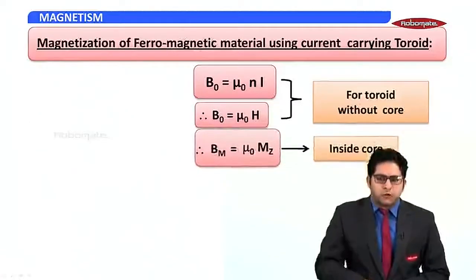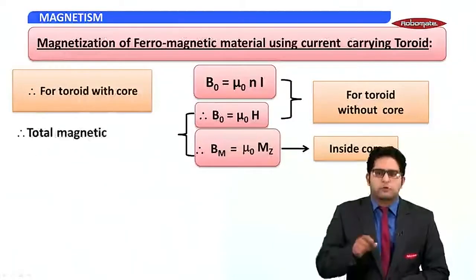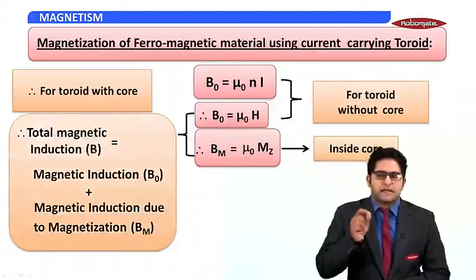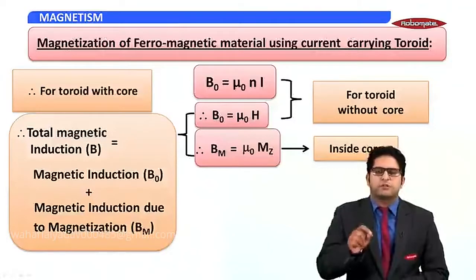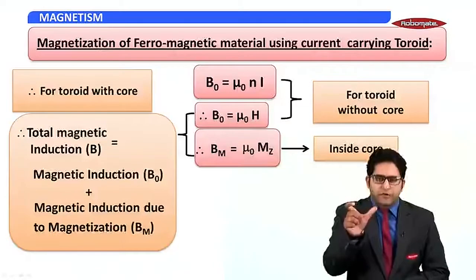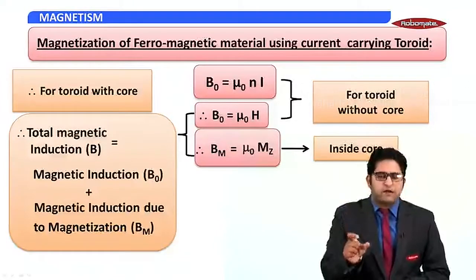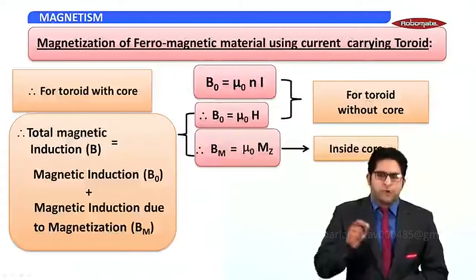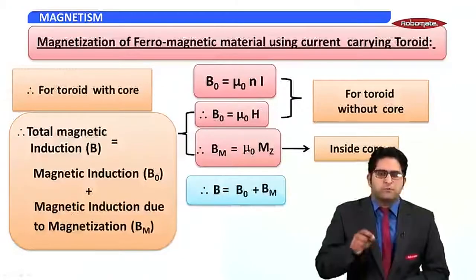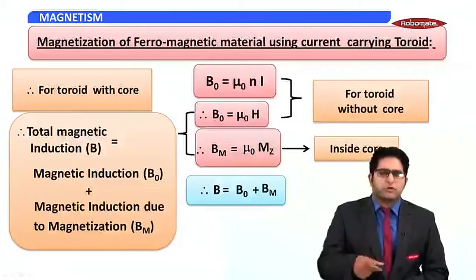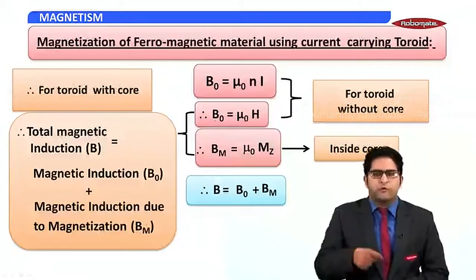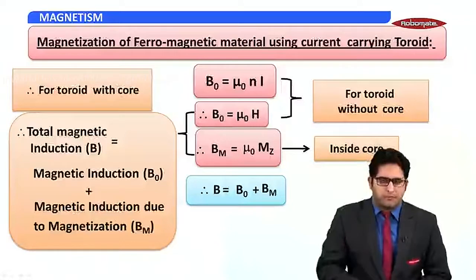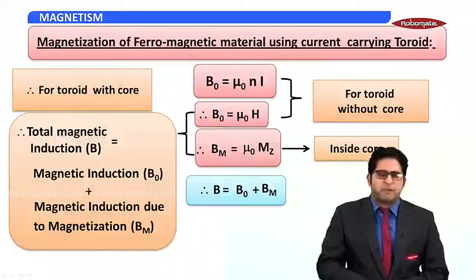Now if I consider the toroid with the core, the total magnetic induction B is given by magnetic induction B naught plus magnetic induction due to magnetization, which is produced inside the core. The first part refers to the toroid without core, and the second part refers to the magnetic induction which is produced inside the core. So from this we can write B is equal to B naught plus Bm. So I can say that the total magnetic induction for the toroid with core is given by the formula B is equal to B naught plus Bm. This is nothing but the explanation part for this concept.